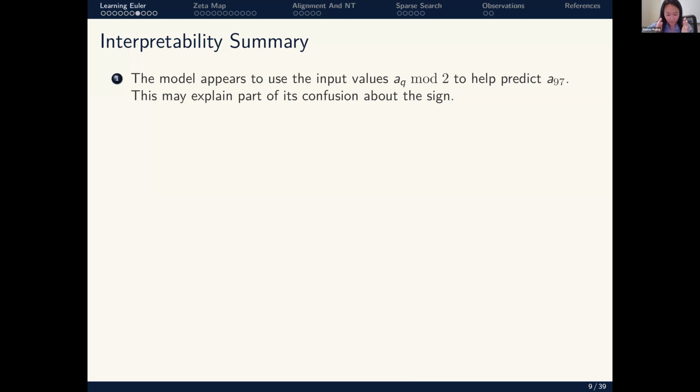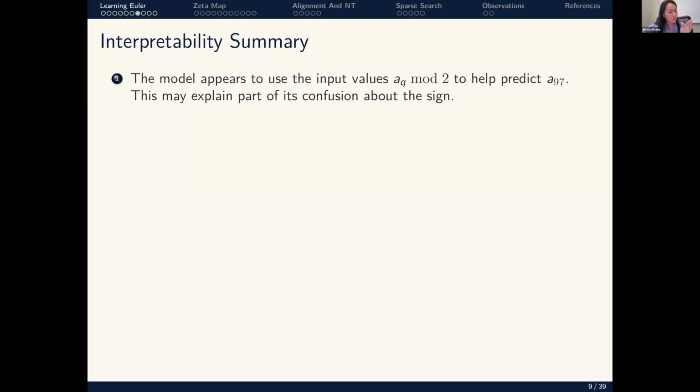So the thing we care about the most is how the model does these things, especially how it gets quite a decent result. First, we claim that the model appears to use input values, but not directly. It takes the input values mod 2 to predict A97. So this will also help explain the confusion with the signs. This is what I mean.